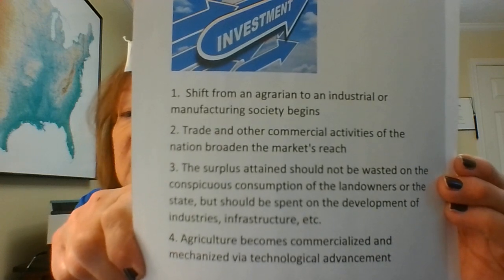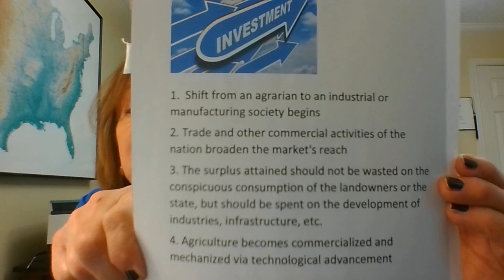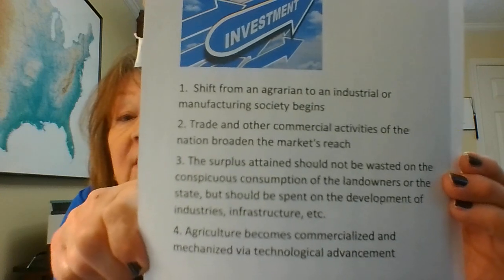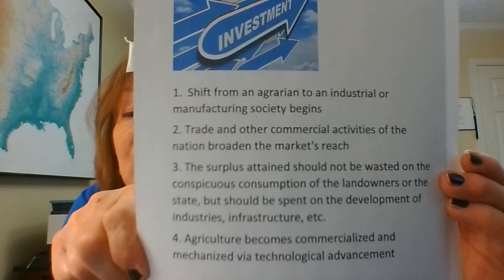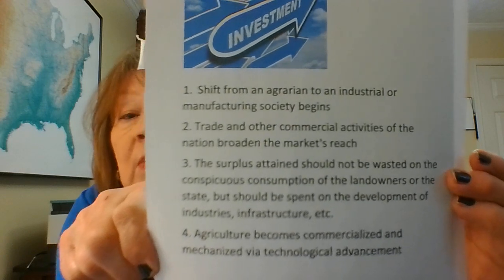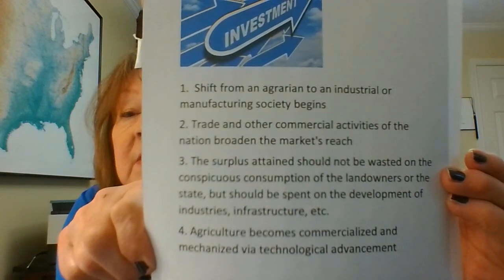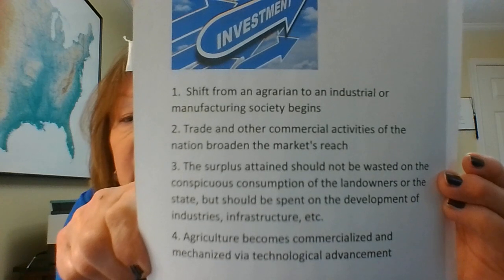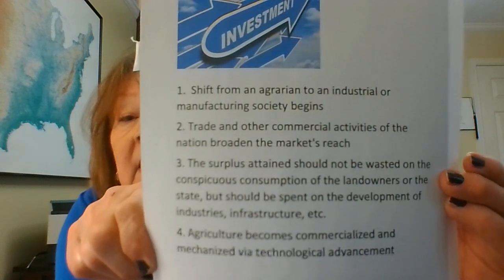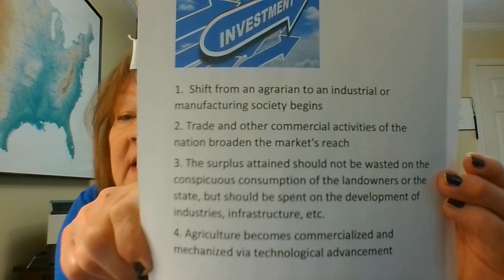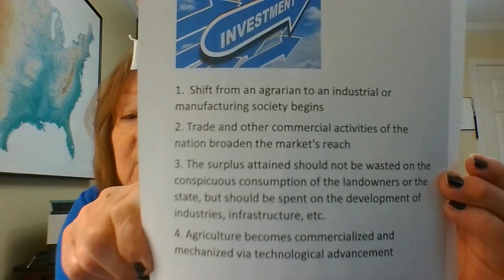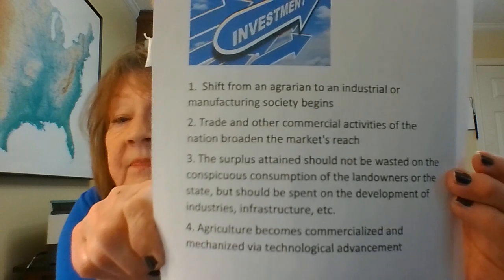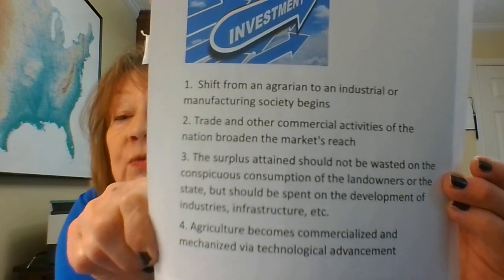Third, the surplus should not be wasted on the conspicuous consumption of the landowners or the state, meaning the federal government, but should be spent on developing industries and infrastructure. Infrastructure like roads and bridges and communication systems, thereby preparing for a self-sustained growth of the economy later on. Fourth, lastly, agriculture becomes commercialized and mechanized via technological advancement, shifts increasingly towards cash or export-oriented crops, and there's a growth of agricultural entrepreneurship.